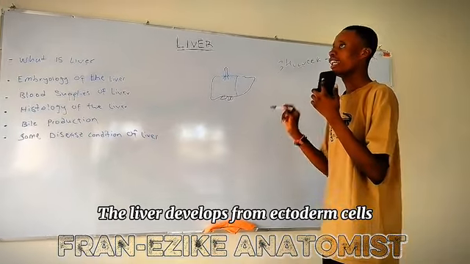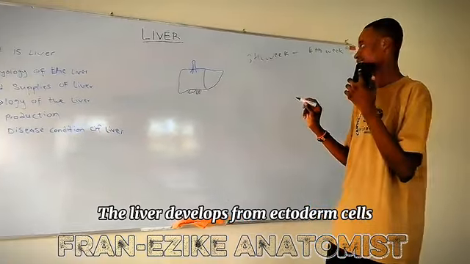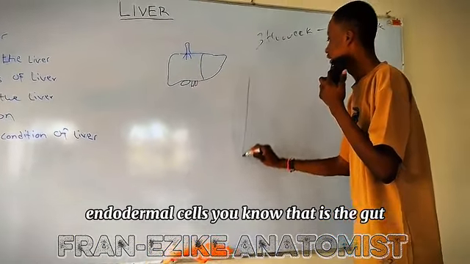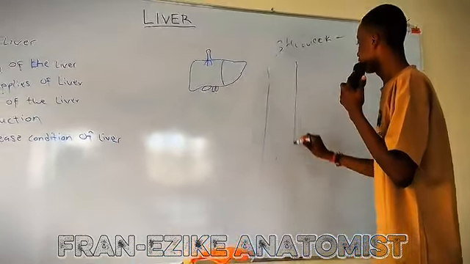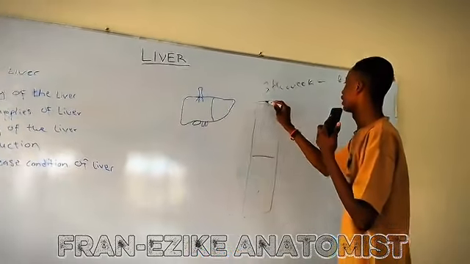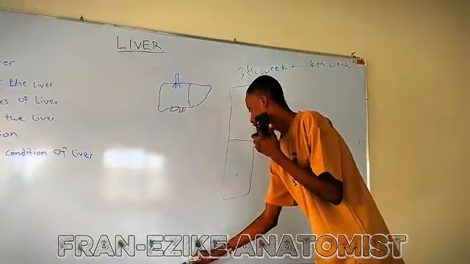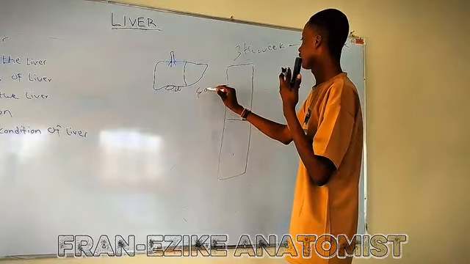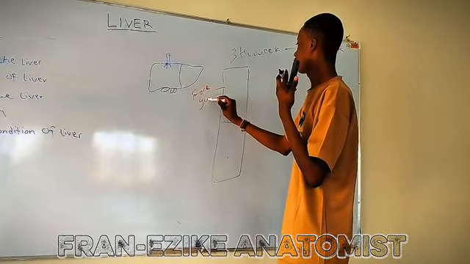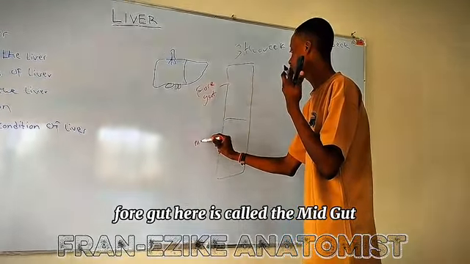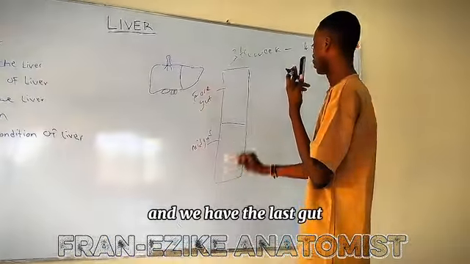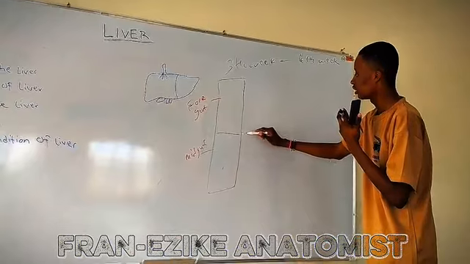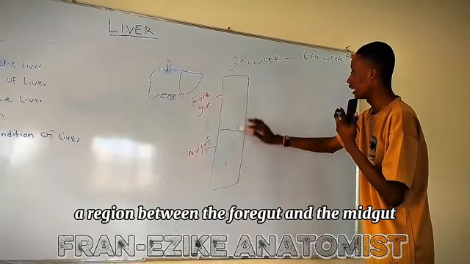the liver develops from endodermal cells. Endodermal cells, that is the gut. We have something like this. So here is called the foregut. Here is called the midgut. We have the last gut, but I don't want to mention it. So during the embryonic period, the liver develops from this region, a region between the foregut and the midgut.